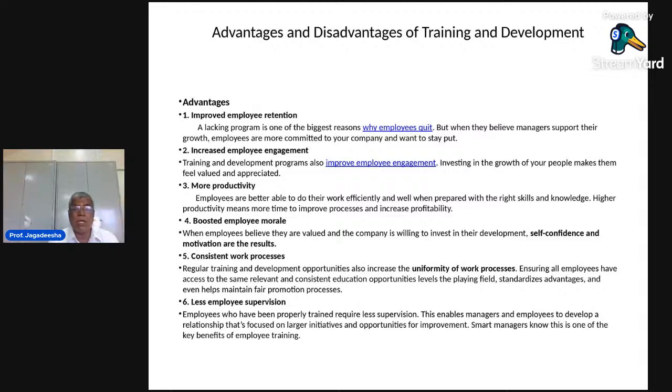Second one is employee engagement. See, if there are 100 employees, all of them should work. There is no over-utilization and no under-utilization. Under-utilization will be a big burden on the exchequer. Over-utilization will result in fatigue, and that has to be definitely addressed.